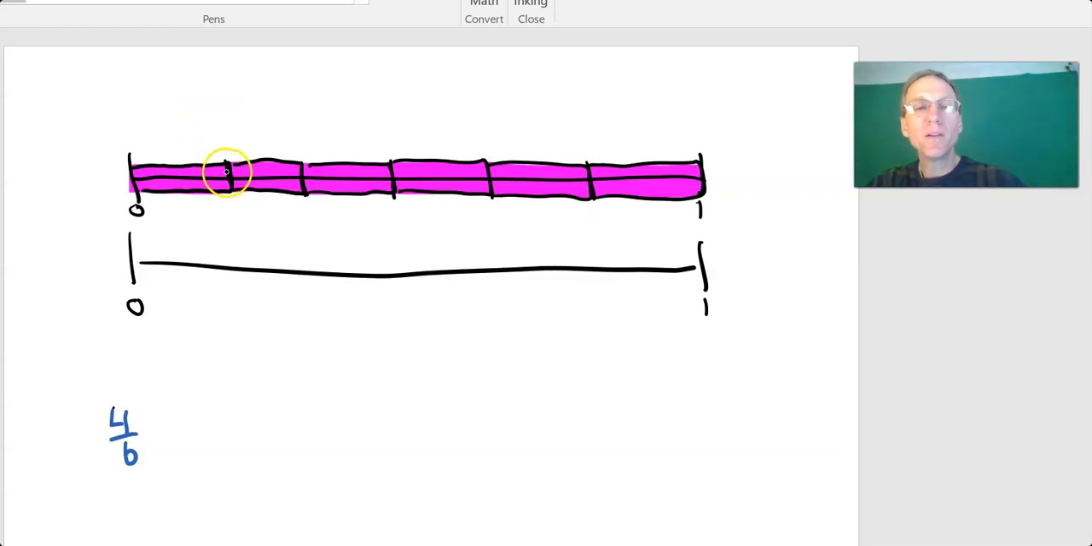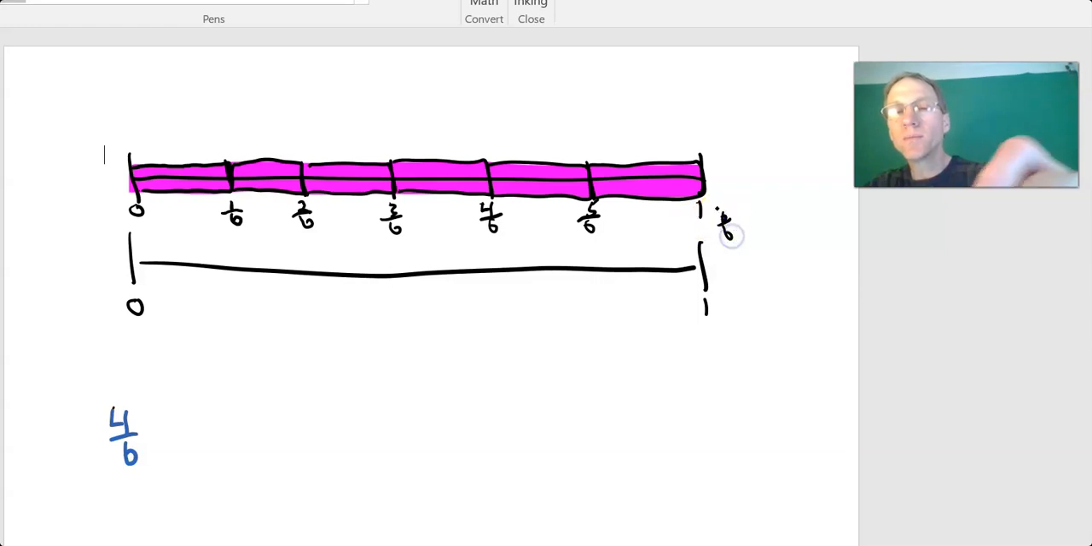So looking just at the number line part, here, this would be one piece. This is the end of the first piece. One piece and 6 to make a whole. This would be 2/6, 3/6, 4/6, 5/6, and one whole is the same as 6/6.